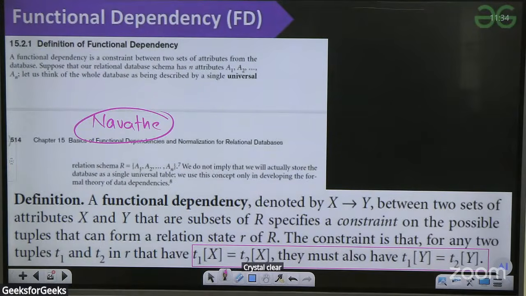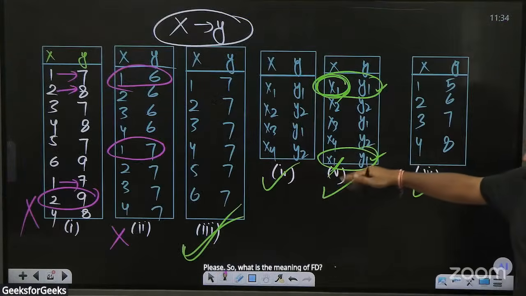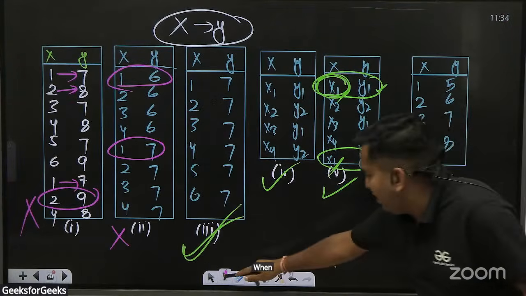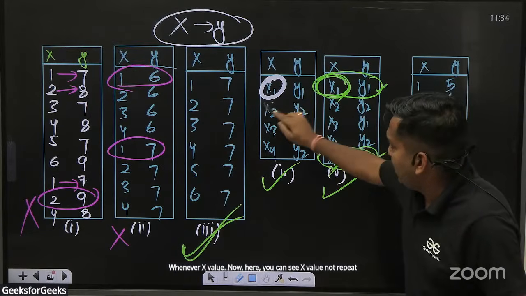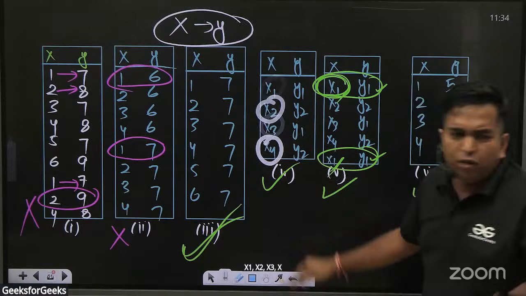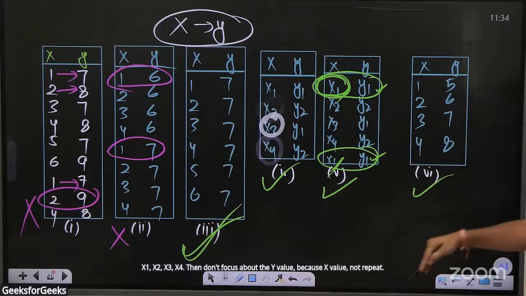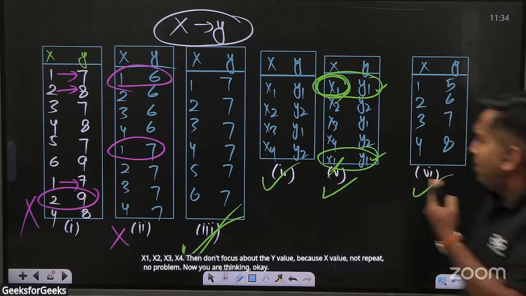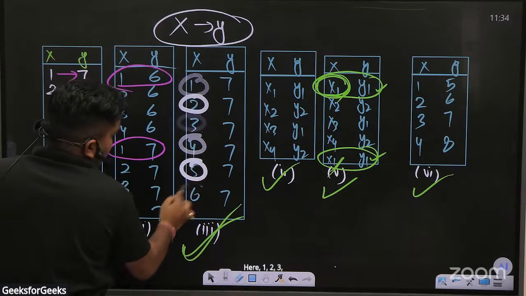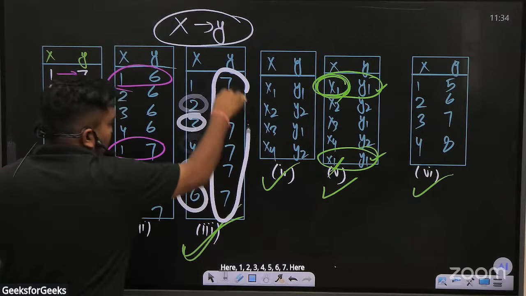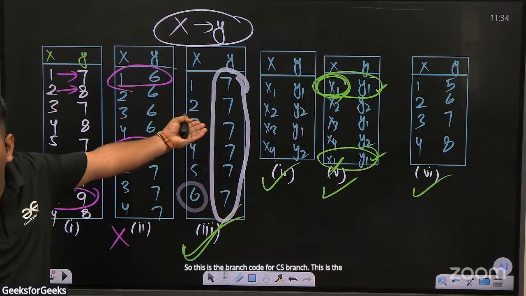Is it understood, children? Look, please. So what is the meaning of FD? You can say, whenever X value repeats. Now here you can see X value does not repeat: X1, X2, X3, X4. Then don't focus on the Y value, because X value does not repeat, no problem. Now you are thinking, sir, here 1, 2, 3, 4, 5, 6, 7, you are getting only one value. So this is the branch code for CS branch.